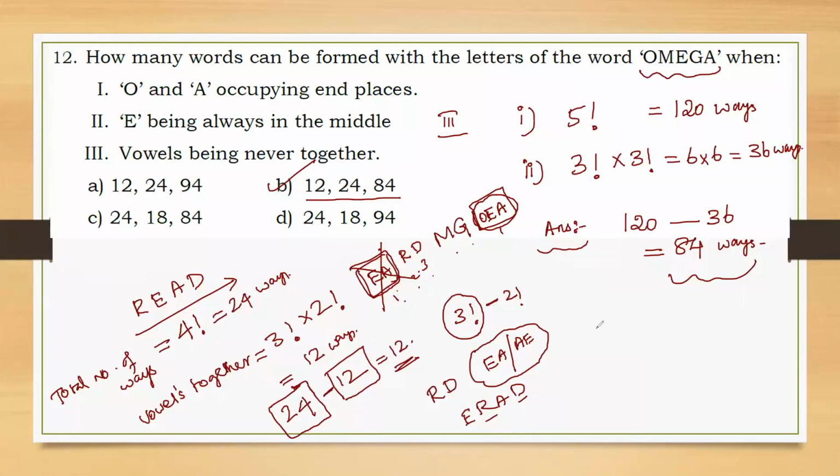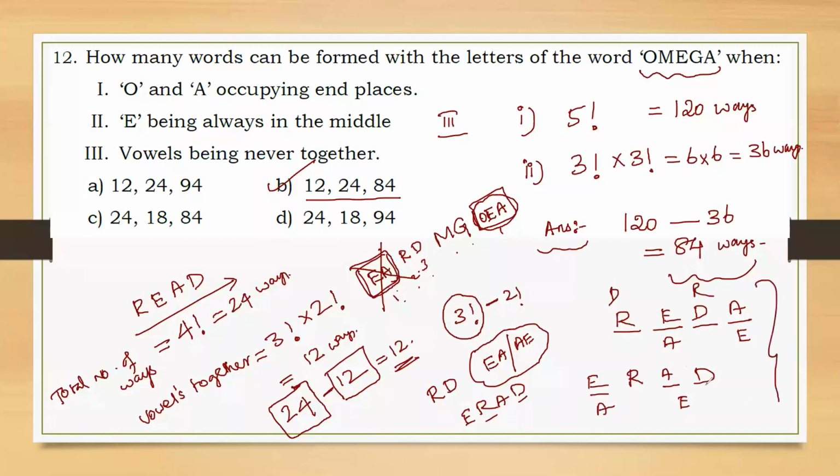Nothing but, okay, we have 4 places, right? If you place R and D here, maybe EA or AE. Or if you place R and D here, maybe EA or AE. Like that, you can arrange it, right? Similarly, if you place D here and R here, again many number of ways. Up to 12, you will get like that. So clear?